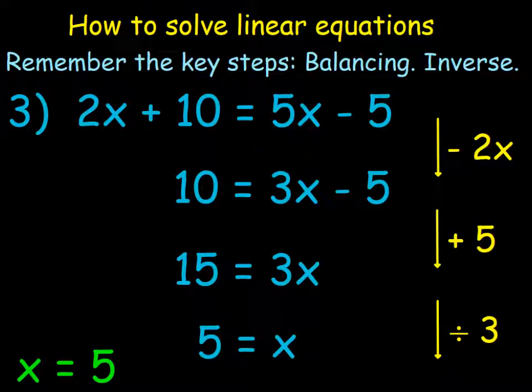How did we get on with the final question? The solution to 2x add 10 equals 5x minus 5. The solution is x equals 5. How did we get there? Well, the first step is we want to gather the x's on the same side. But this time, the most x's, the most positive x's, are on the right hand side.